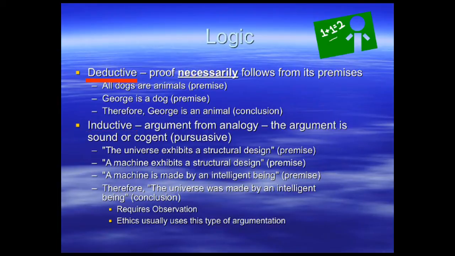To say that the conclusion or the proof necessarily follows from its premises is to say that the conclusion necessarily has to be true. If you accept the premises of the logical argument, you must accept the conclusion. Not to accept the conclusion would be nothing short of irrational. When I refer to premises, I'm referring to the rational foundations of an argument.